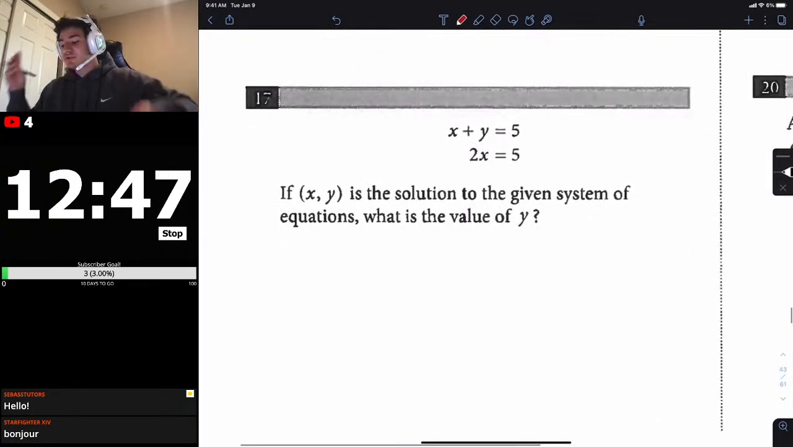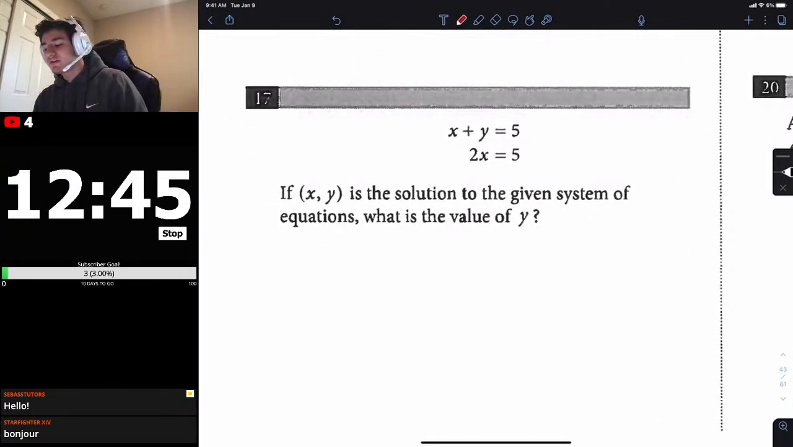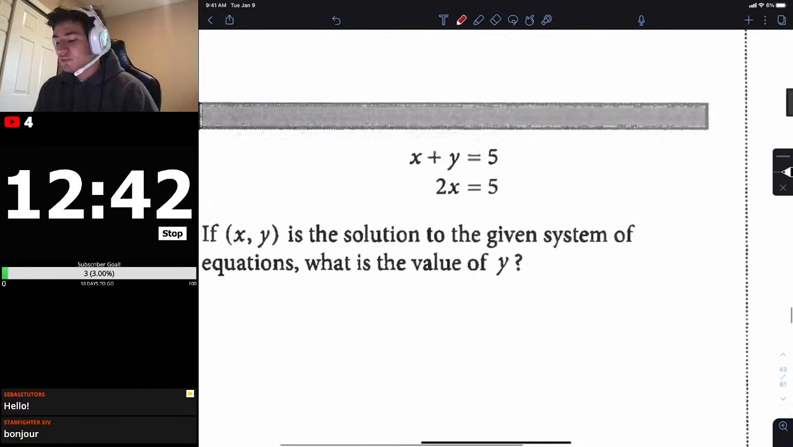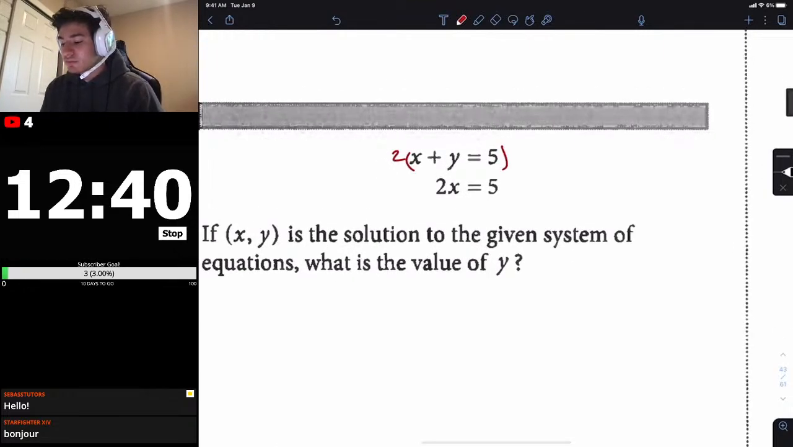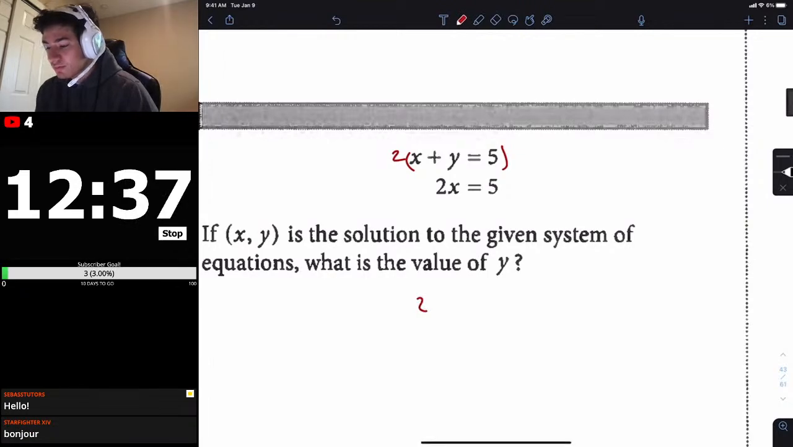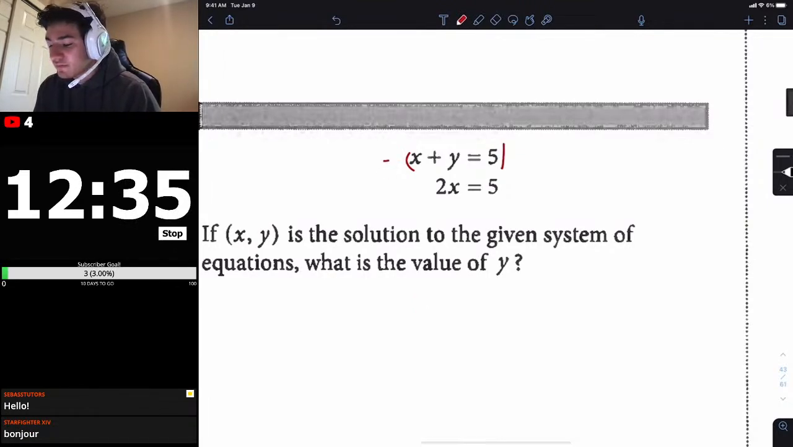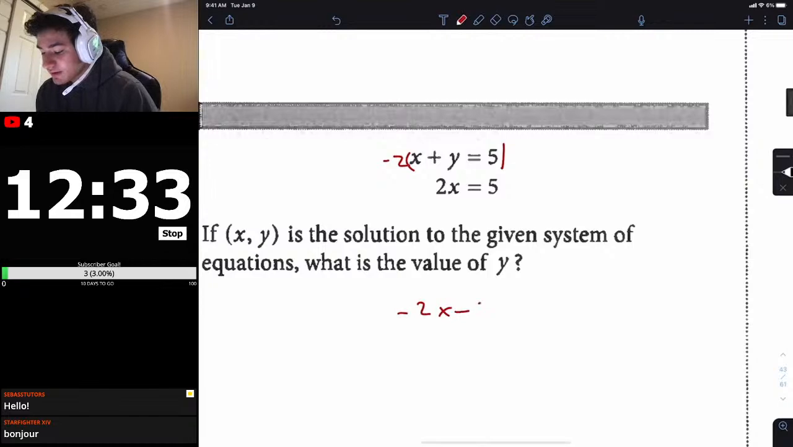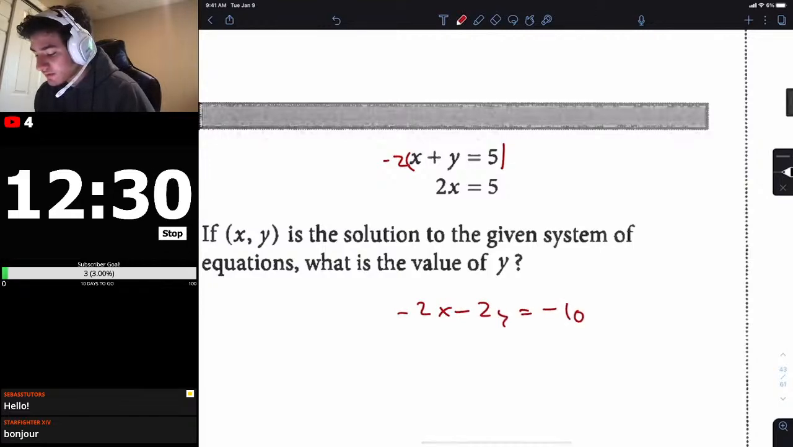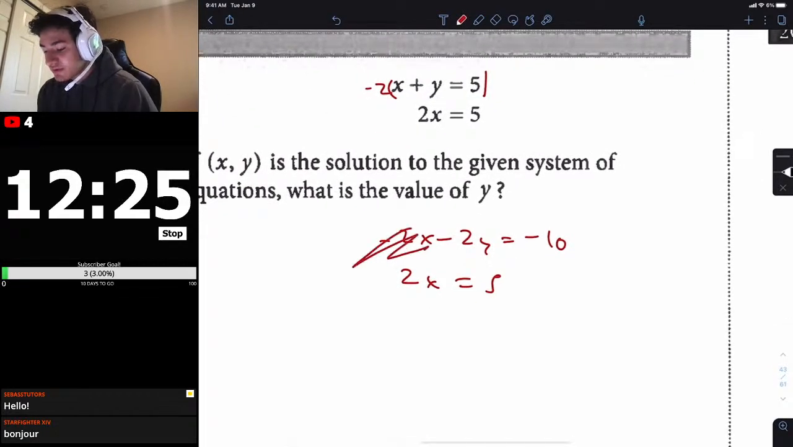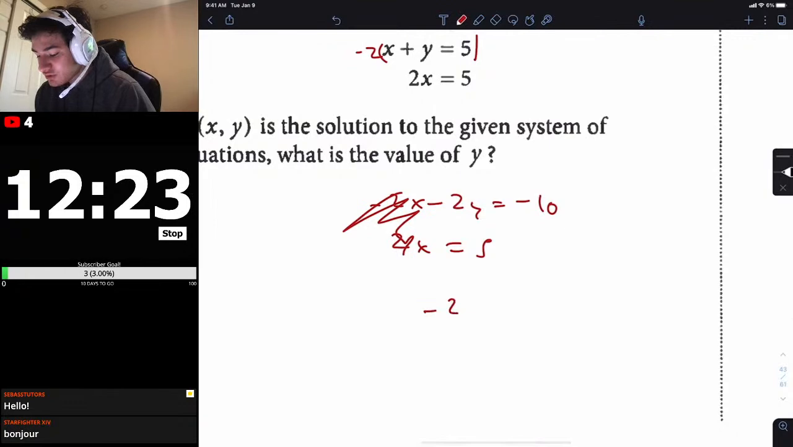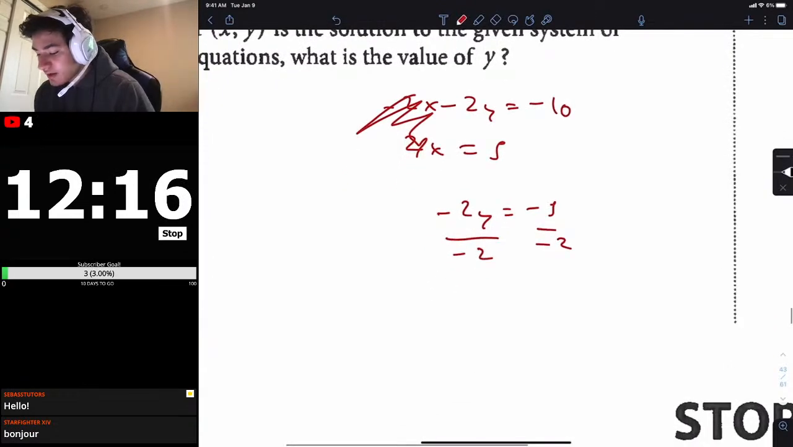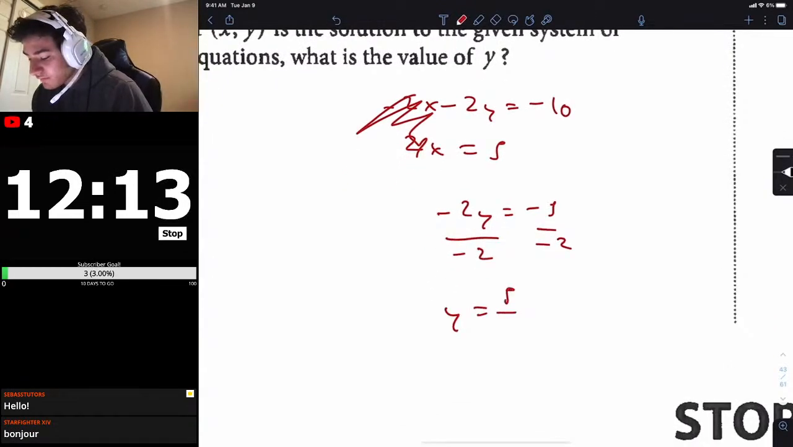If (x, y) is a solution to the given system of equations, what is the value of y? All right, we're going to go ahead and multiply this top equation by 2. Oops, sorry. I'll multiply by negative 2. Negative 2x minus 2y equals negative 10. And then I get 2x equals 5. Add these together. These x's are going to cancel. So we get minus 2y equals negative 5. We're going to divide by negative 2 on both sides. And we get that y is equal to 5 over 2.